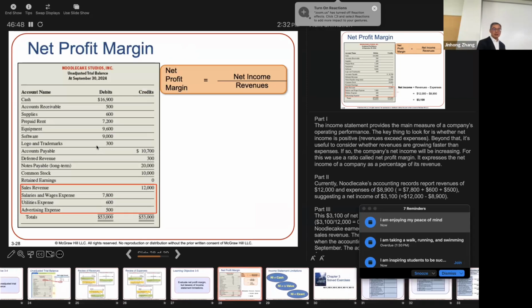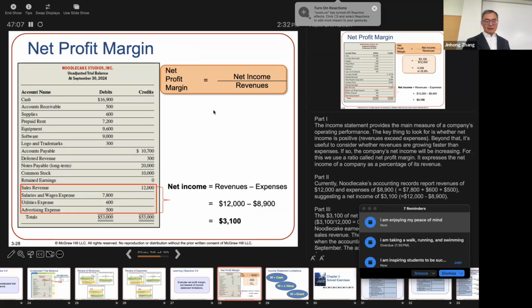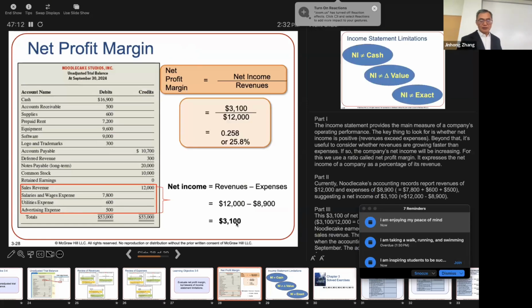Okay, so the net profit margin. Remember this is the trial balance. You look at this: these are the revenue and expenses, so you put them into your income statement. Now you have net income. And the net income margin is very important. This is net income divided by revenue. That's the margin, and that's your profitability.